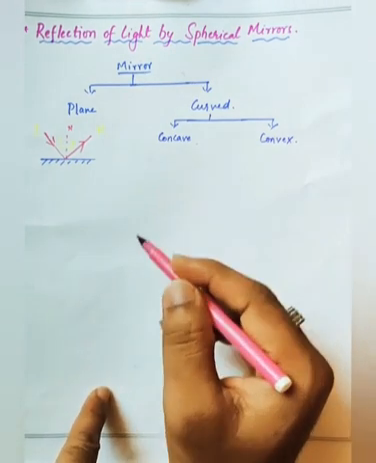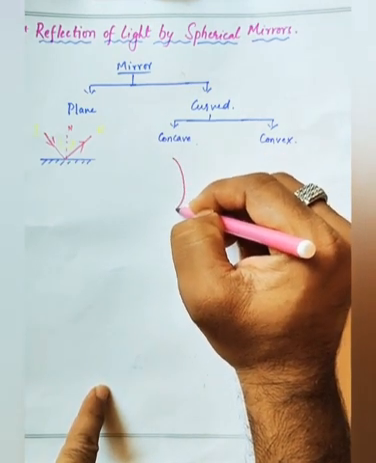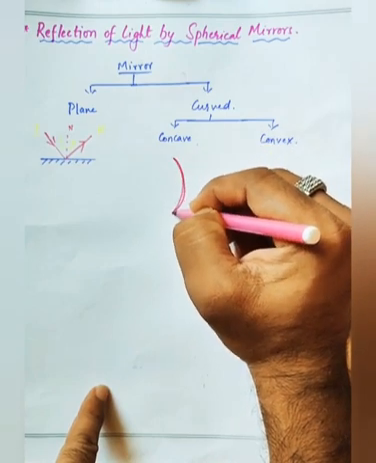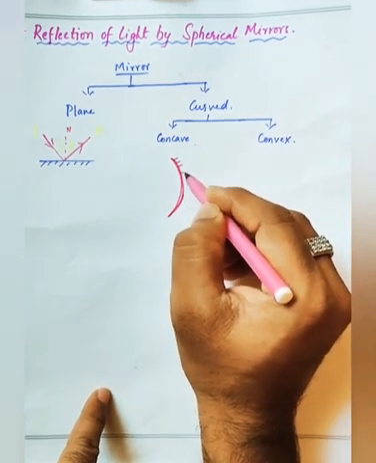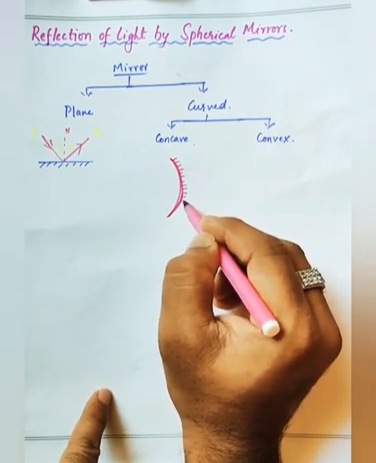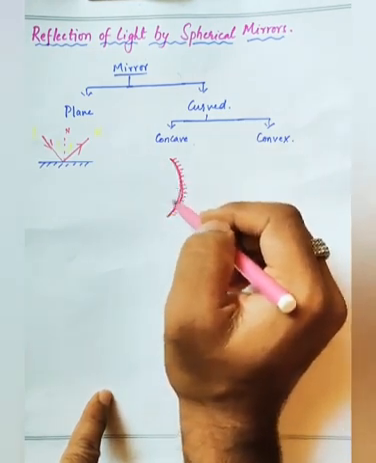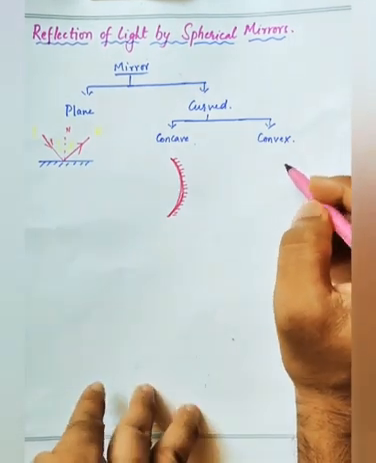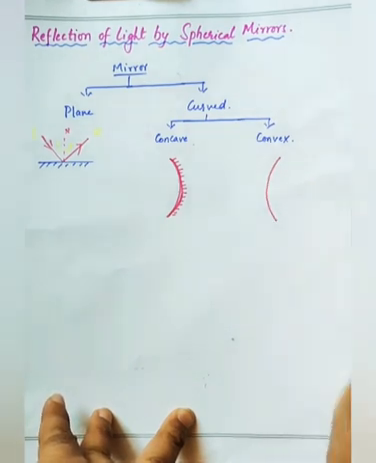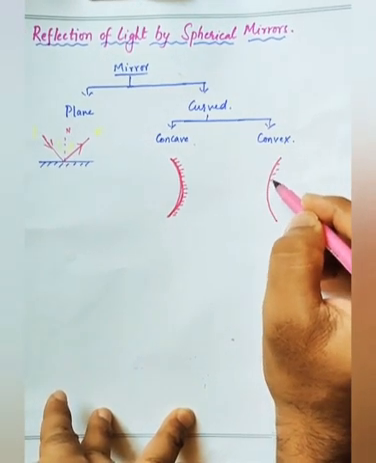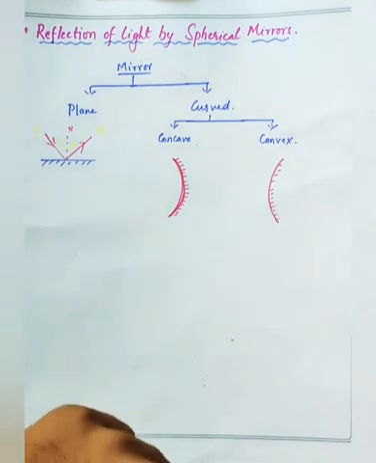So for concave mirror we have a mirror like this. See that this is curved in nature. The outer part is the rough part, silvered, which means the painted part. The inward, inside part is the reflecting part. Whereas in the convex mirror, the inside part is silvered, the rough part, and the outside part is the reflecting part.